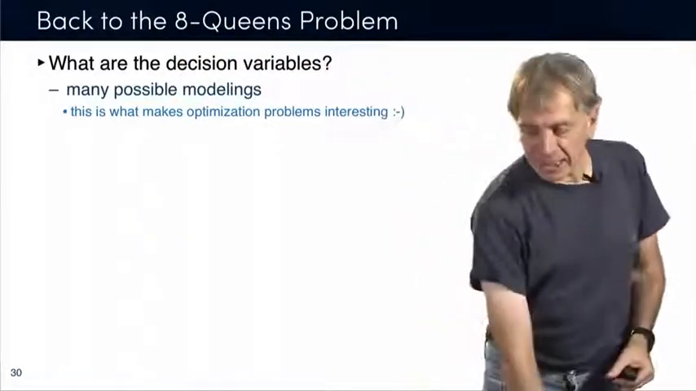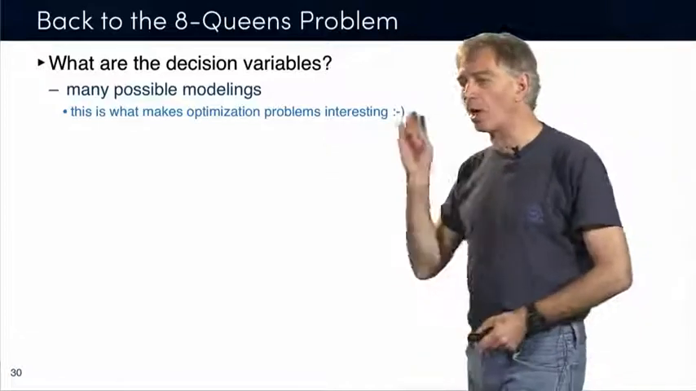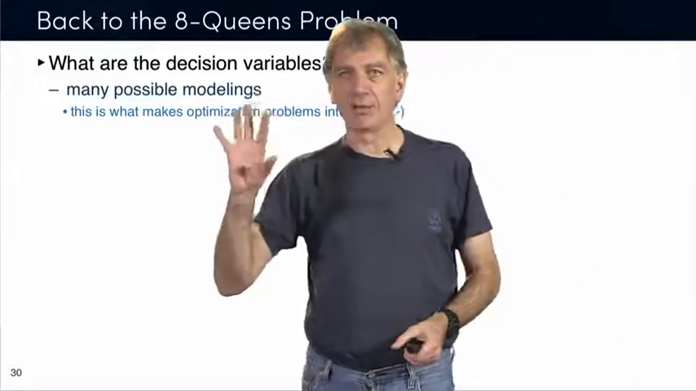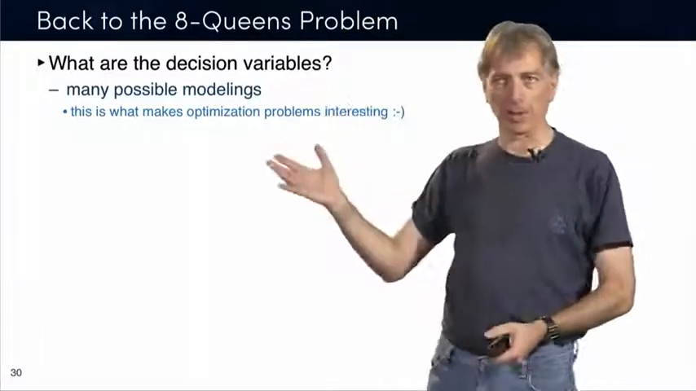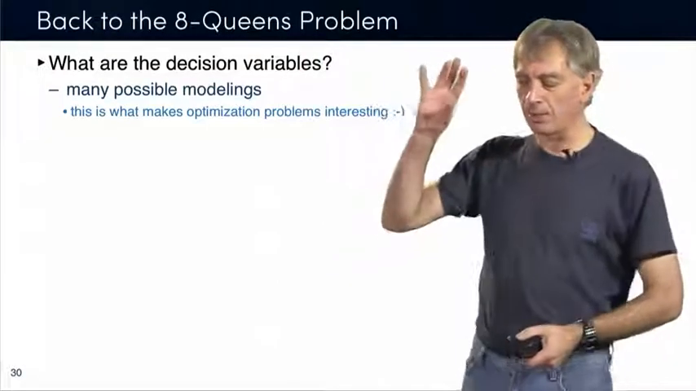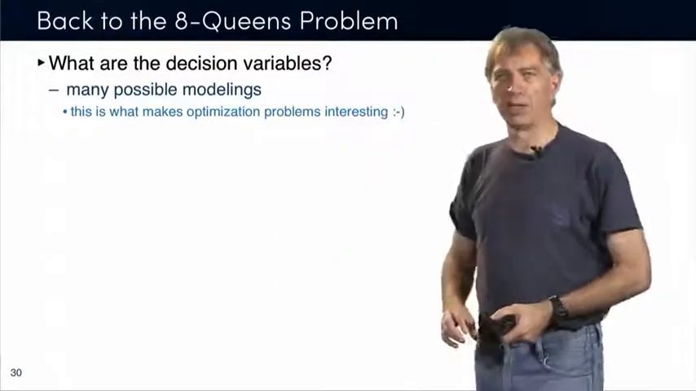And so I'm basically asking, what are the decision variables? And I told you that before. There are many, many different modelings of any kind of optimization problem. And the 8 queens problem is one of these problems where you have many modelings. So I'm going to show you one of them, okay? But there are many, many others.